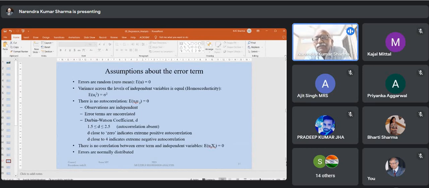It depends on whether you are from the UK or the US. Those people make those differences, so let's not worry about it. If you come across this term, homoscedasticity, it's the same as homoscedasticity. Then there is no autocorrelation, that is, the observations are independent. Error terms are uncorrelated. And we do some statistics called the Durbin-Watson.